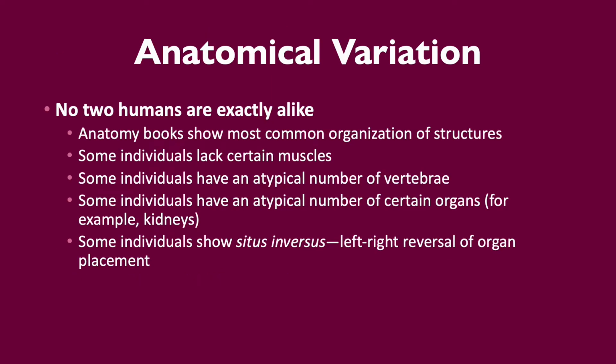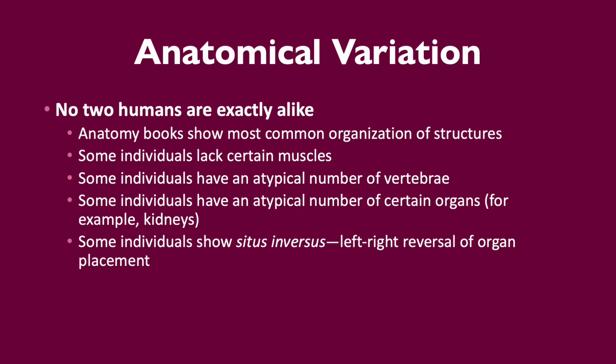Anatomical variation. No two humans are alike. People are born different every single day. Most commonly in anatomy books, you would see the common person, what their structure looks like. But again, people are born different. Some people may be born lacking certain muscles. They may have an atypical number of vertebrae. They may have atypical organs. For example, a person could be born with one kidney as opposed to two kidneys.